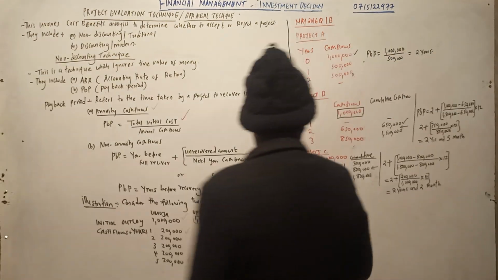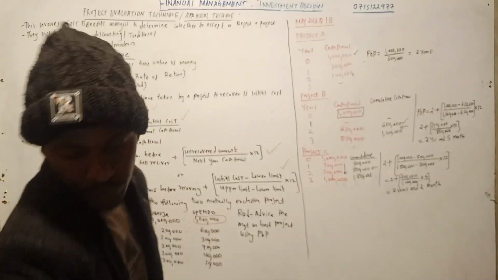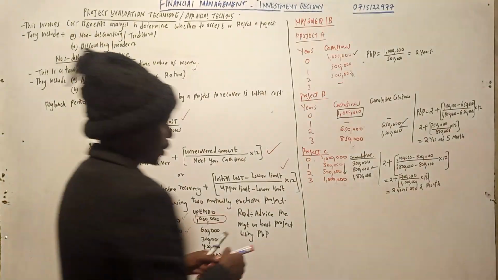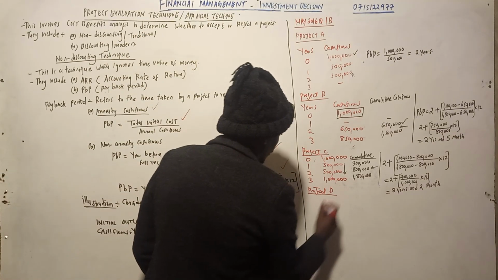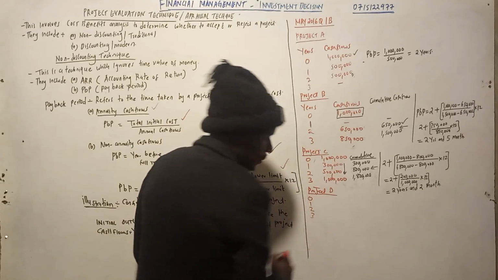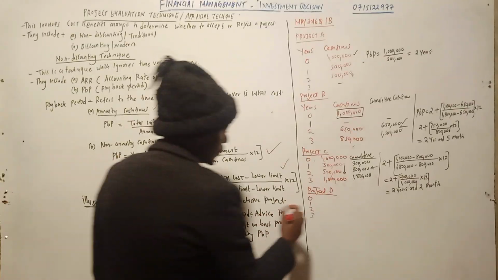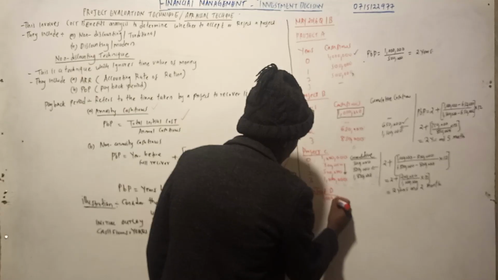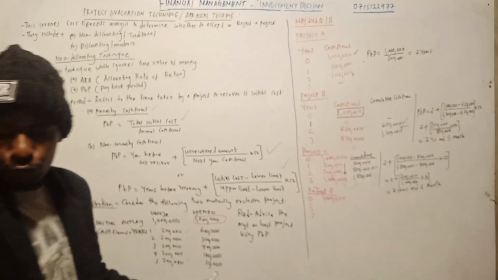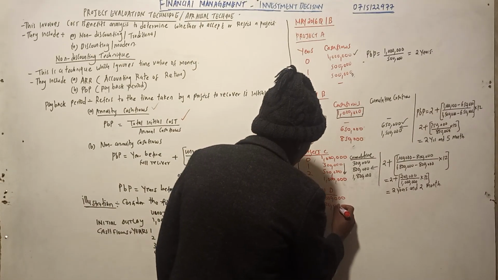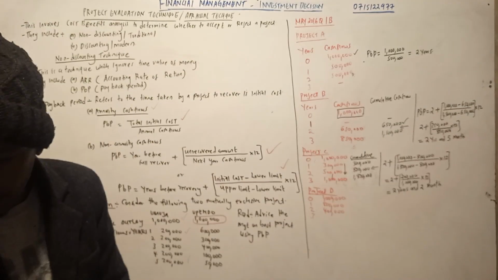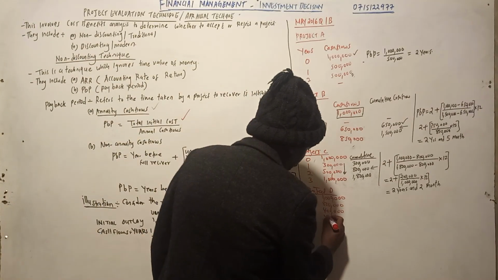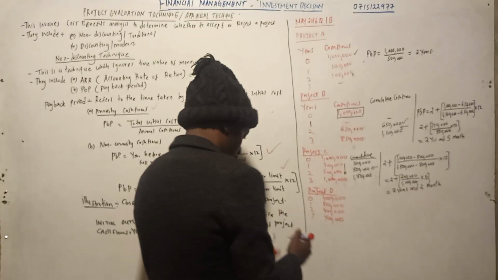We finish with the last project, that is project D. For project D, we have 0, 1, 2, 3. So 1 million is the initial cost at year 0, so that is the cost. Then 800,000, 400,000, 800,000, 400,000, and 400,000.